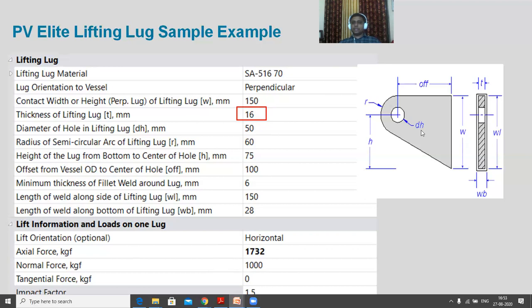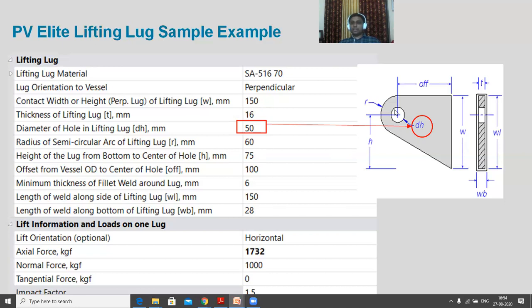So let's say thickness, this is the thickness which we have to enter over here. Then the most important dimension, another is DH. DH is nothing but the hole of that lifting lug. How much size of this hole should we be giving? This must be in line with the D shackle pin that we are going to use over there. So please do investigate in your shop what kind of D shackles are there, what is their pin diameter, and accordingly the hole diameter just above that.